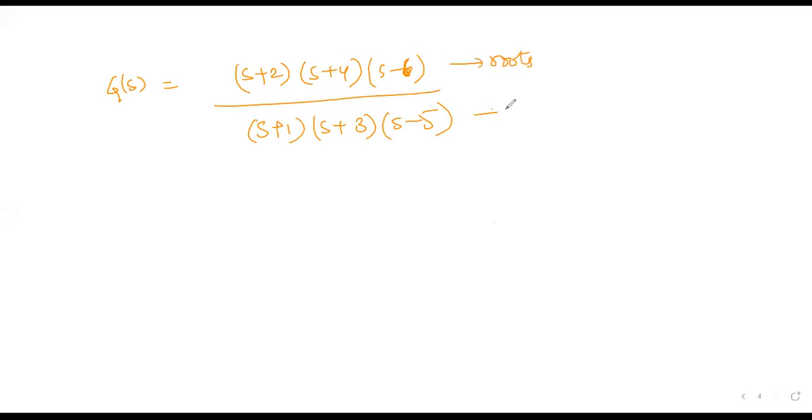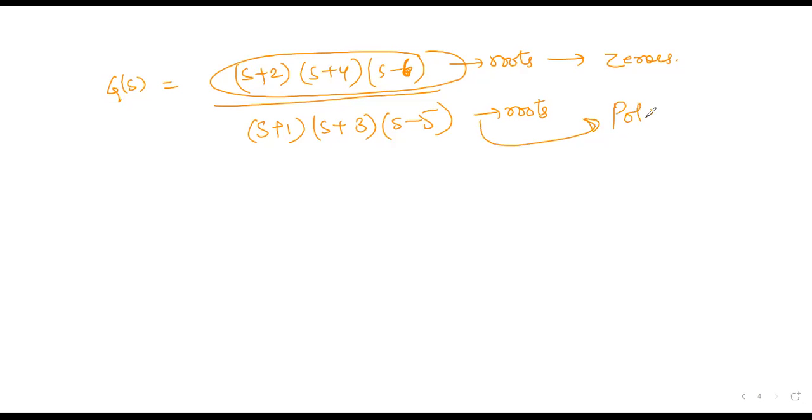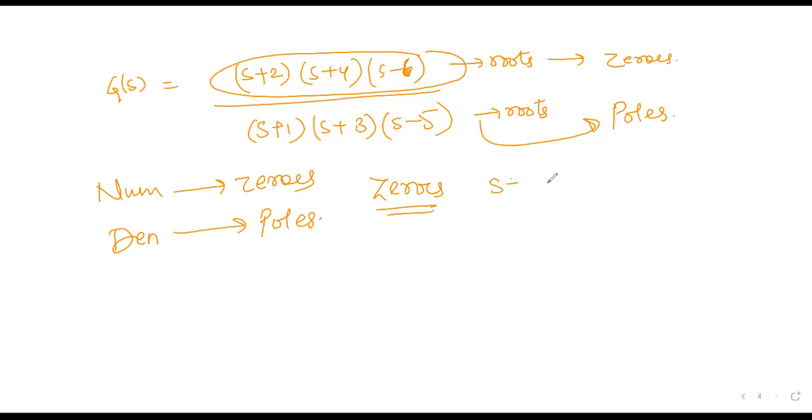The numerator part roots, we call them zeros, and the denominator part roots, we call them poles. So can you find the zeros location? We compare them with 0, right? S plus 2 is 0, so S is equal to minus 2. And S equal -4 and S equal +6.